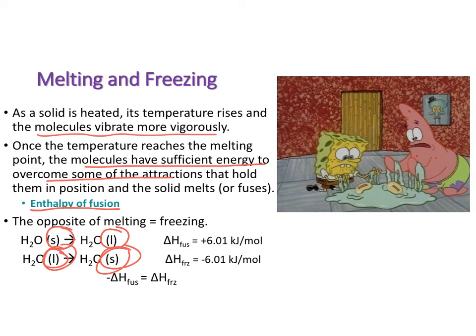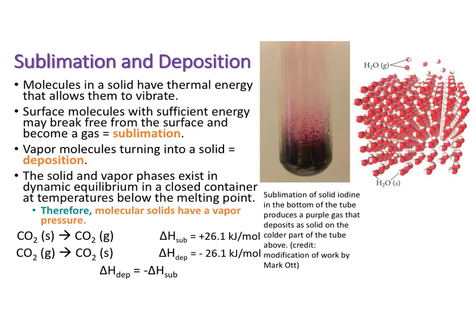So you have heats associated with them, or enthalpies associated with them. So if you go from solid to liquid, you will have a positive enthalpy of fusion. It requires heat in order for that to happen. Whenever you go from liquid to solid, you release heat. And again, they are the opposite. So fusion, solid to liquid; freezing, liquid to solid. So next we have sublimation and deposition.